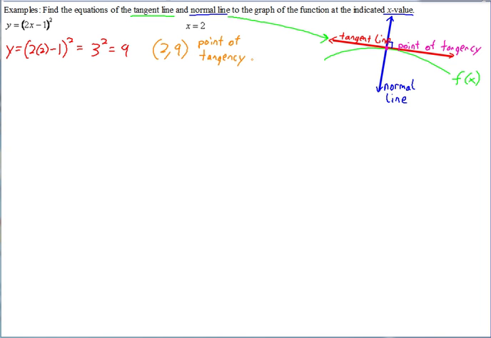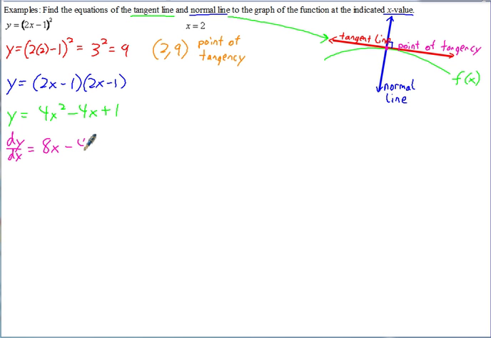And then, in order to take the derivative, you'd actually need to multiply that out. So 2x minus 1 times another 2x minus 1. This is still y, it would be 4x squared minus 2x minus 2x, which is minus 4x, plus 1. Now it's easy to take the derivative just using the power rule on each term. So the derivative is 8x minus 4.